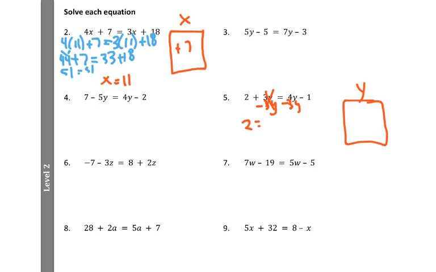So you're going to be left with 2 equals 4y minus 3y is just 1y minus 1. Well, y is being subtracted by 1, so we're just going to add a 1 to both sides, and y equals 3.